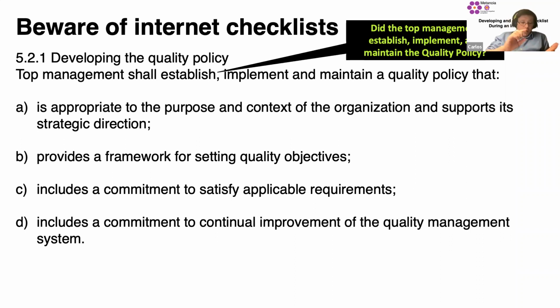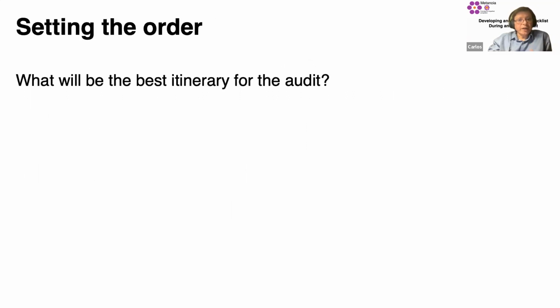Now, so we saw here how to develop the checklist for the effectiveness from a flowchart, from compliance obligations, from the procedure, from the standard. So now you have a set of questions to ask and things you want to see and check. Now you have an idea about what the audit will be. You can design what you think is the best itinerary for the audit.